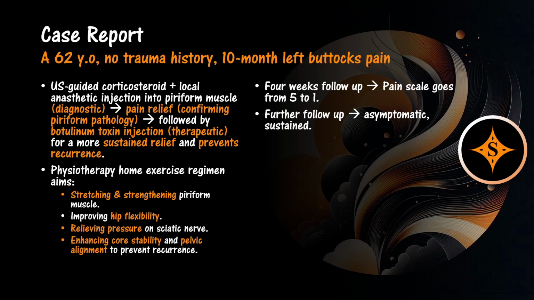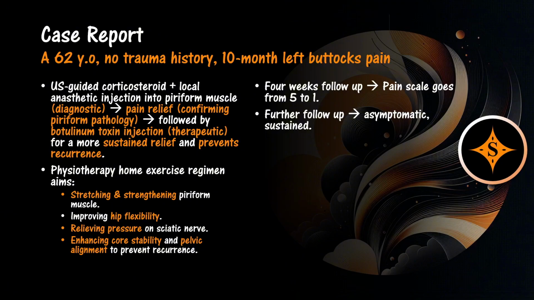And then the patient underwent an ultrasound-guided corticosteroid injection to the piriformis muscle, and immediate relief of pain was noted. This is proof that the pain source originates from the piriformis muscle, meaning it essentially confirms that there is a problem in the piriformis muscle being the source of the pain. Therefore, it is then followed by injection of botulinum toxin into the same piriformis muscle. This provides longer-term and more sustained relief of pain.